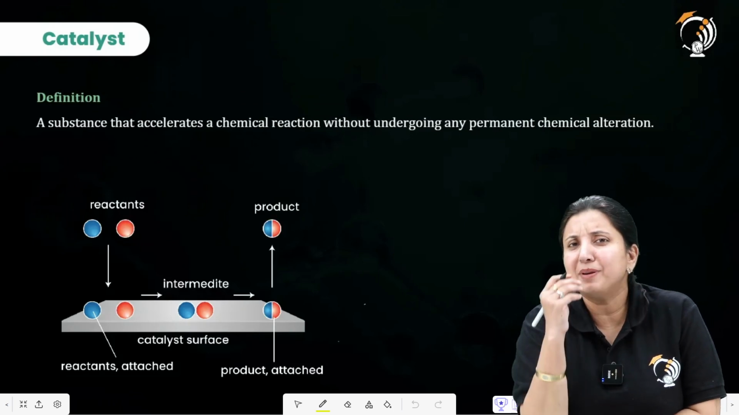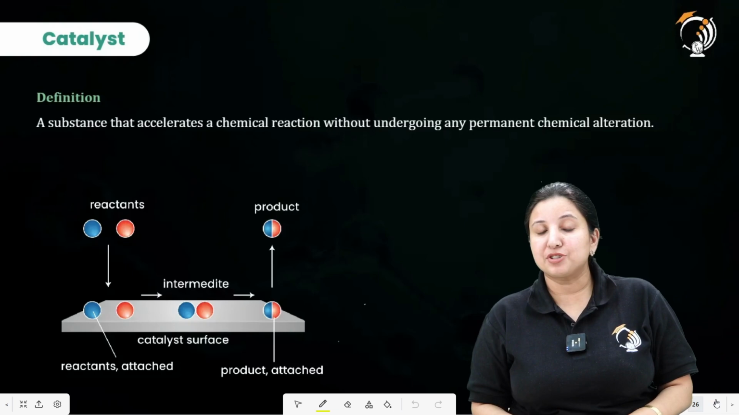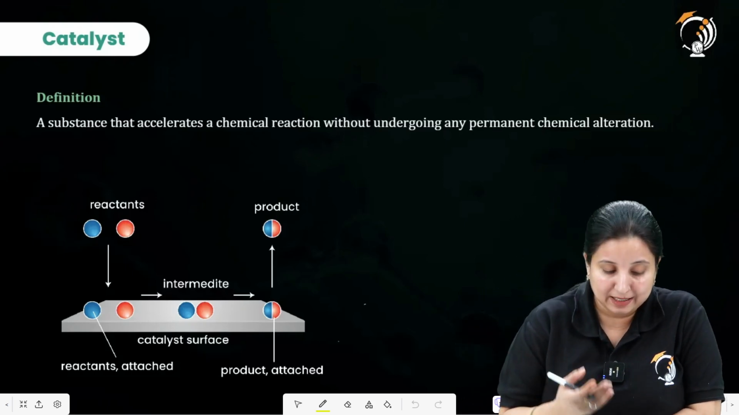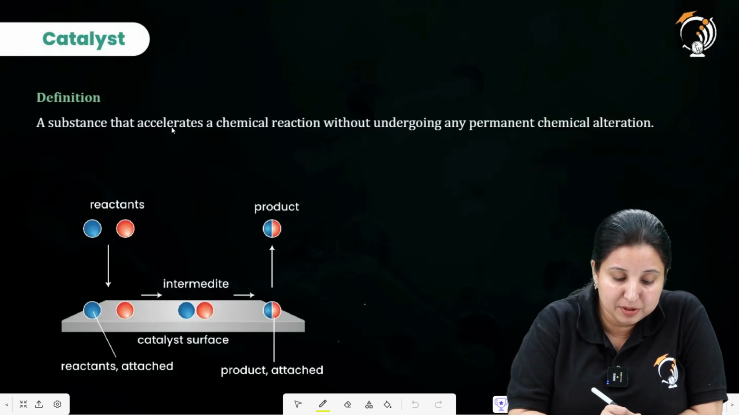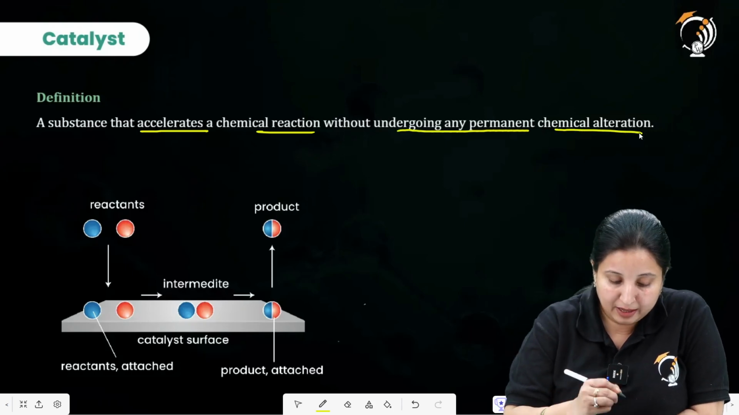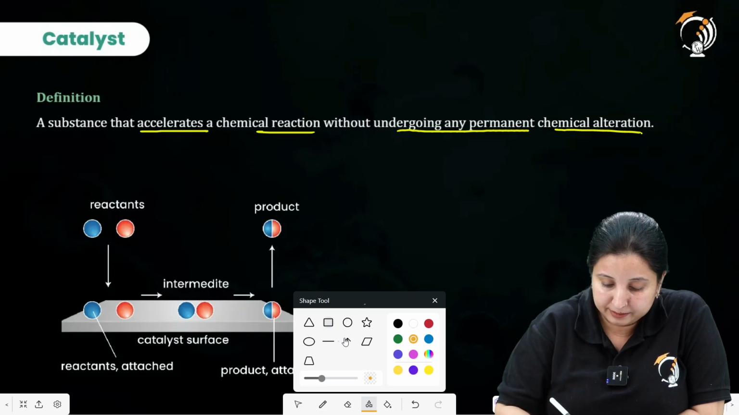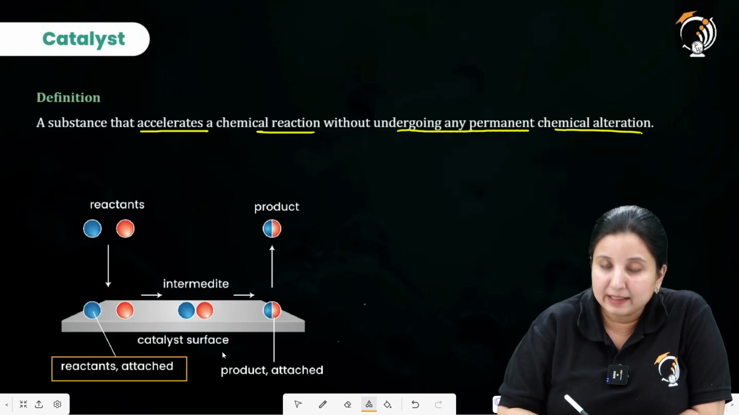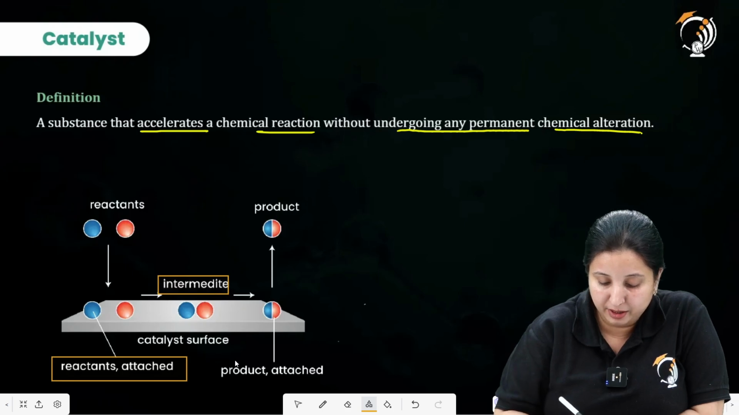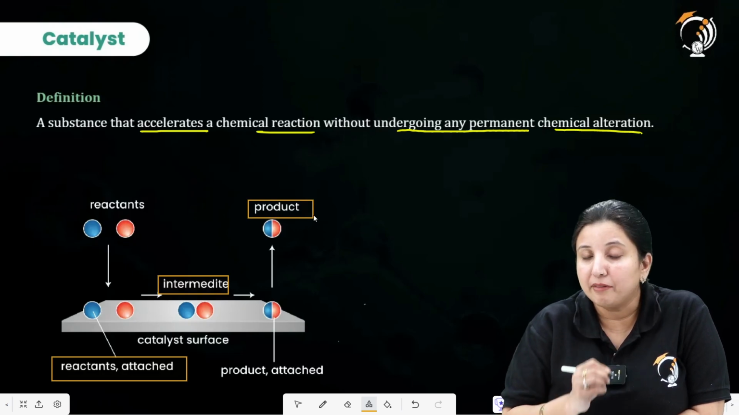Next comes the catalyst. A catalyst is a substance which increases the rate of reaction without consuming itself. Now let's see what exactly is happening with the catalyst. A catalyst is a substance that accelerates a chemical reaction without undergoing any permanent chemical alteration. Over here, if you look, we have the two reactants, and they get attached on the catalytic surface. Then they form an intermediate, and this intermediate gets converted into a product finally, and we get the catalyst as it is, but it is never consumed.